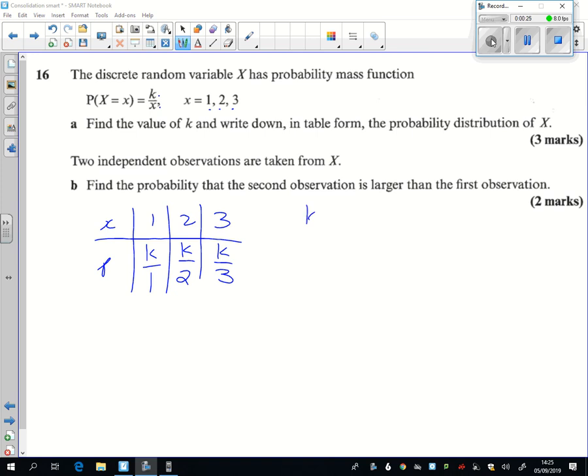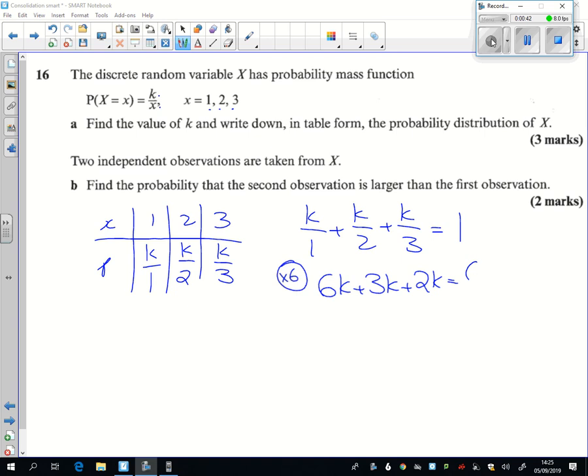And we know that when you add up all the probabilities, the total's going to be 1. So you've got to add some fractions together here, but maybe it's easier just to times it all by 6. That would give us 6k, 3k, and 2k equals 6. 11k is equal to 6. So k is 6/11ths.